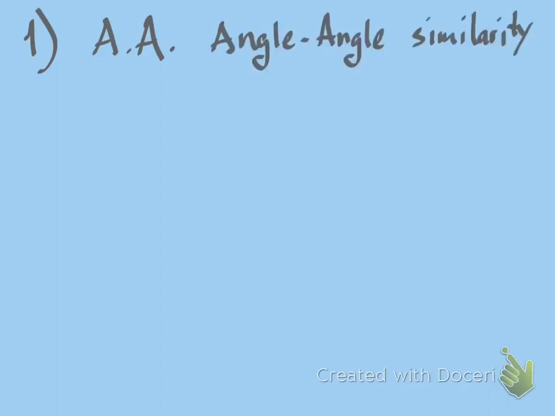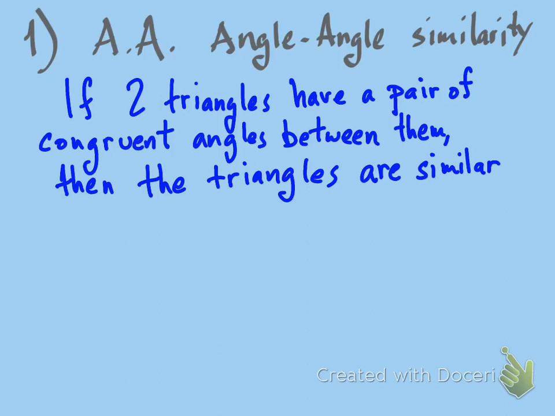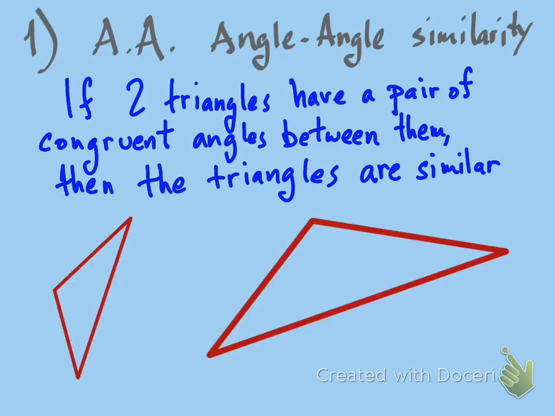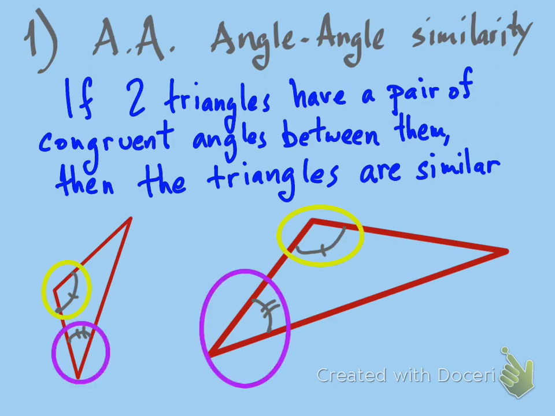Let's talk about angle-angle similarity between 2 triangles. So it is a fact that if 2 triangles have a pair of congruent angles between them, then the triangles are similar. So let me show you in a picture what that means. There's 2 triangles, and I also happen to know for these 2 triangles that they have a pair of congruent angles between them. Okay, so there's a pair of congruent angles there, another pair there. That's all I need. This is the simplest, the best case scenario for you. It's the easiest way to show whether or not 2 triangles are similar. If they have a pair of congruent angles between them, they are similar by angle-angle similarity.